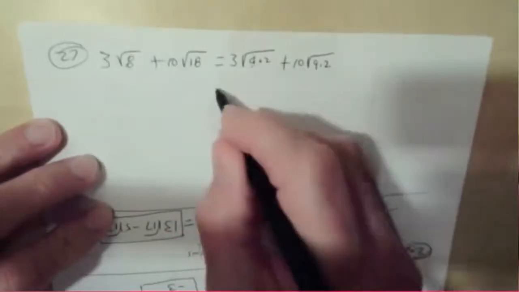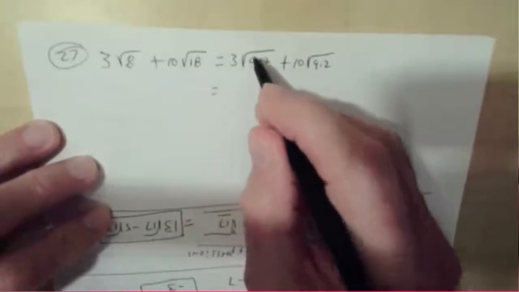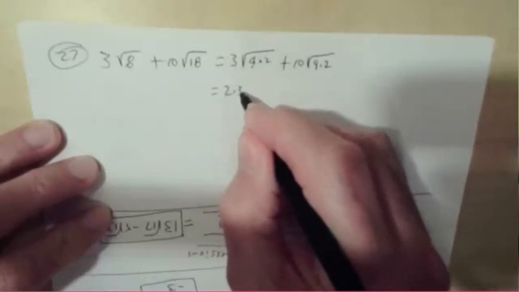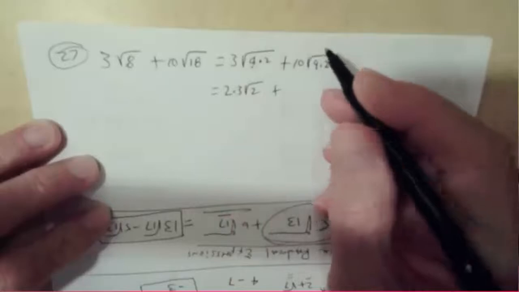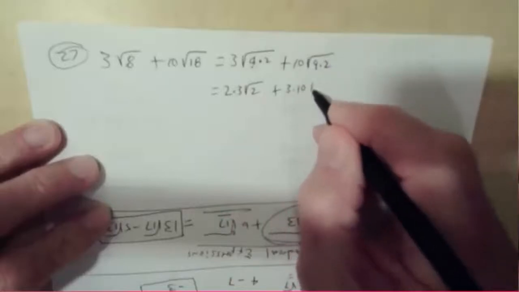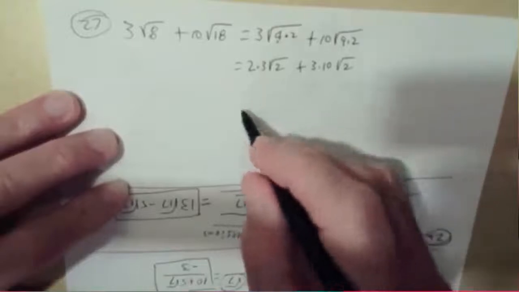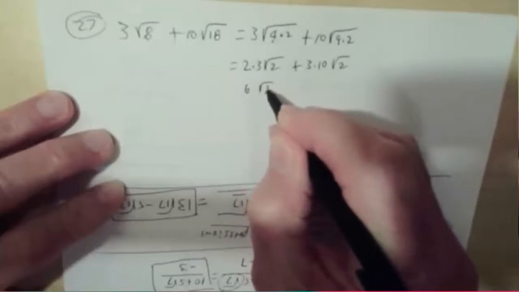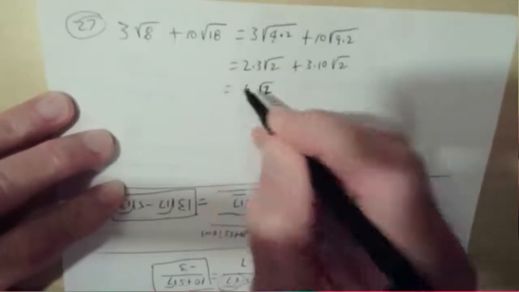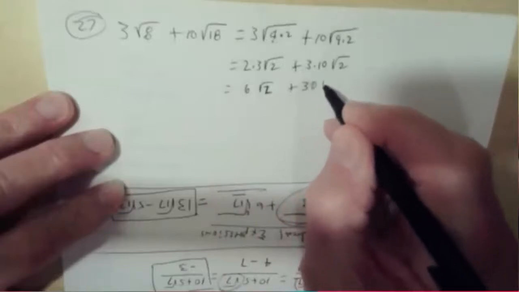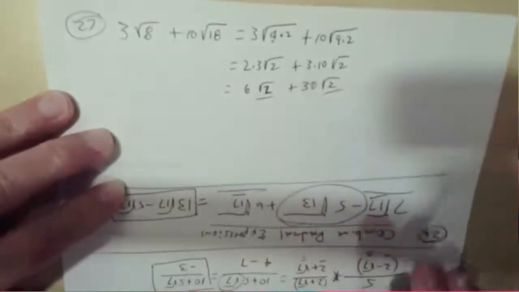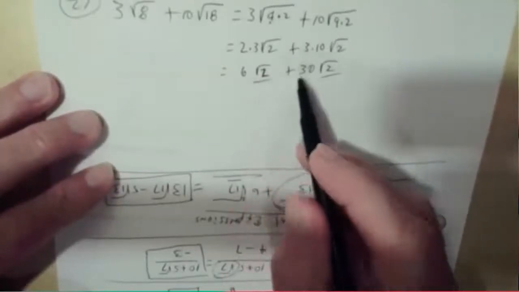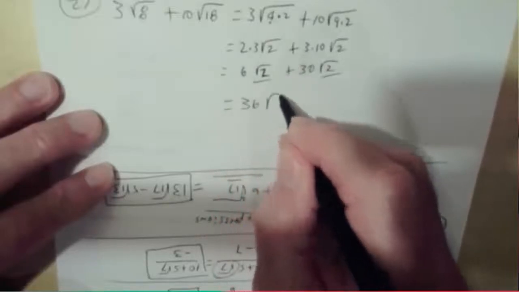9 times 2. Now the square root of 4 is 2, so it comes out of the radical. So it's 2 times 3 times the square root of 2 plus 3 times 10 square root 2. So this gives us 6 square root 2 plus 30 square root 2. Are these like terms? Yes. So we have 6 plus 30 is 36 square root 2.